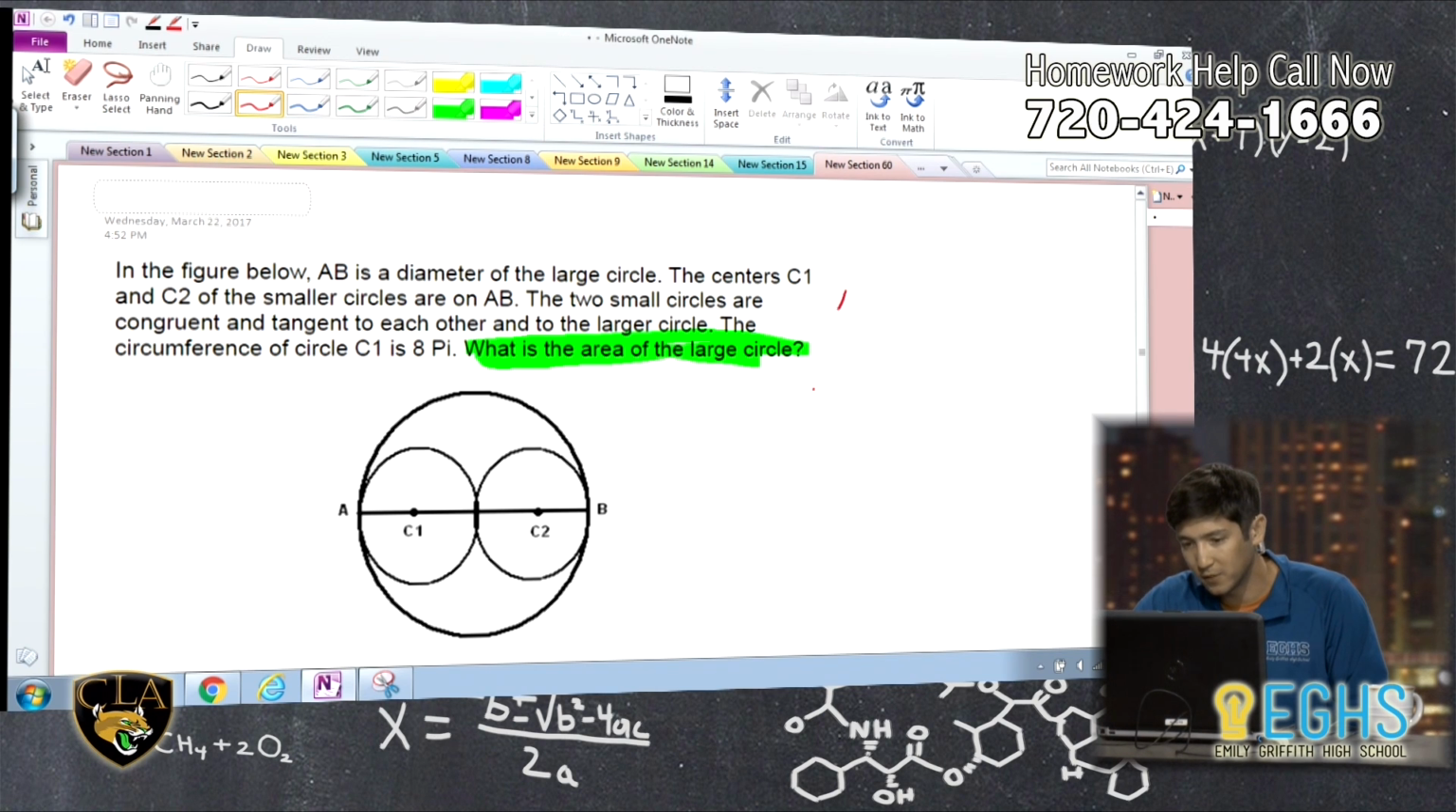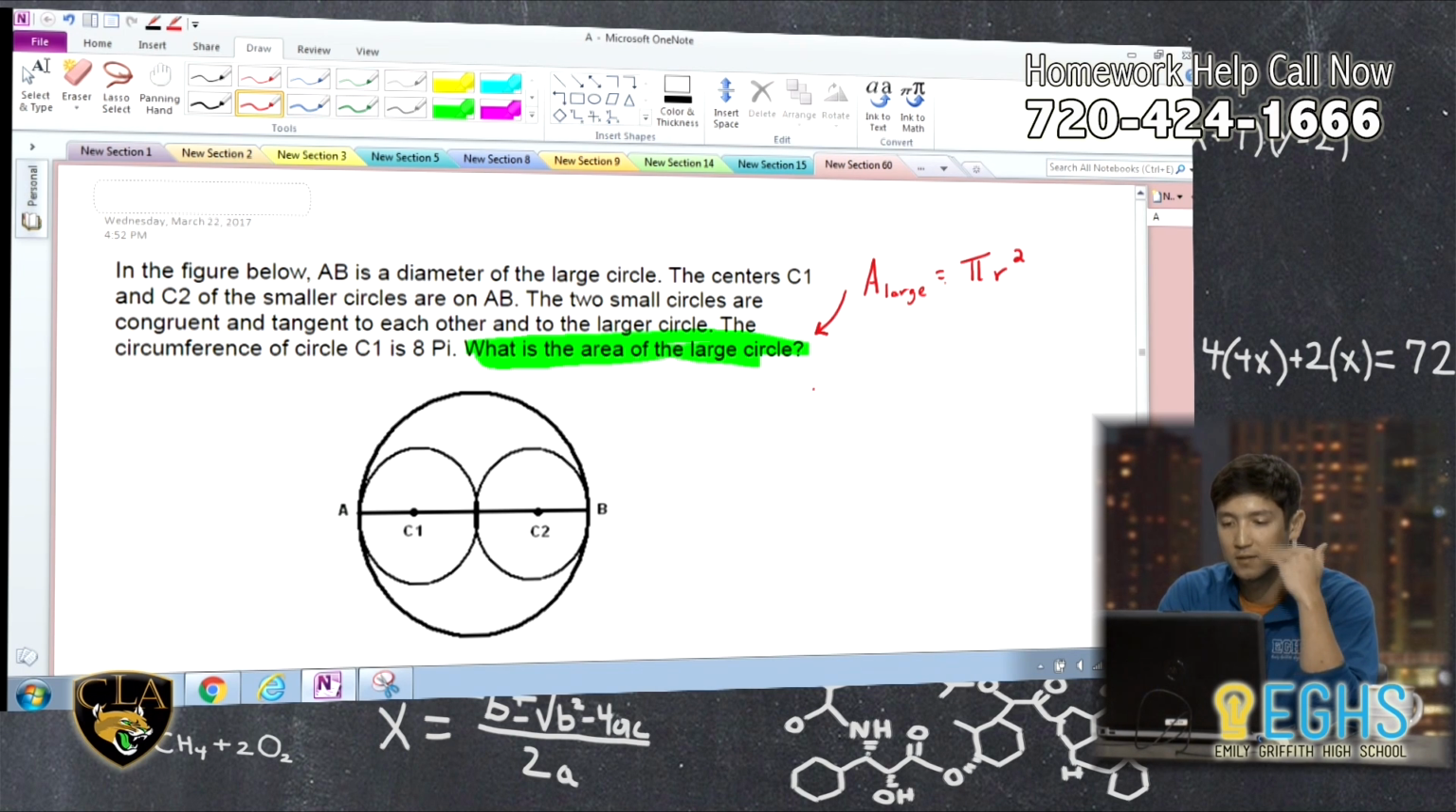So what I'm going to do first is think, what do I know about area of circles? Well, I know the area of a circle is pi r squared. You may see this notation sometimes, where there's a little subscript. I put "large" in small letters there, subscripted, because I want to remember that this is what I'm going to use it for, the large circle.